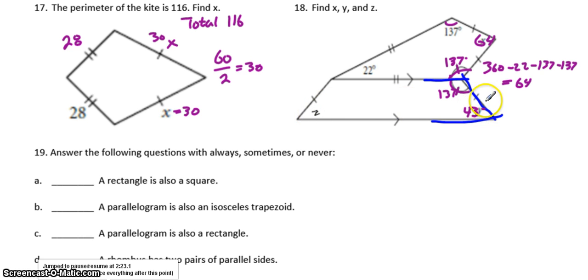For z, since this is an isosceles trapezoid, we know that the base angles will be congruent. So whatever z is, it'll be congruent to this angle here, and so z will be 43 degrees. Again, only because this is an isosceles trapezoid, notated by these congruence markings on the sides.